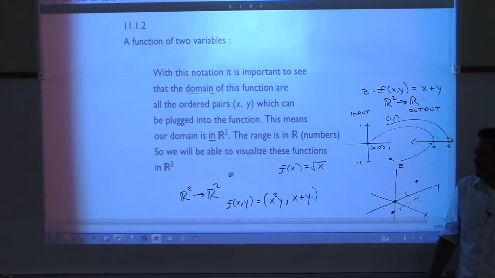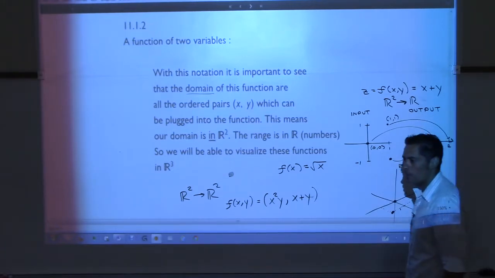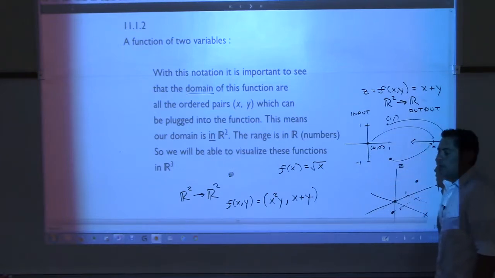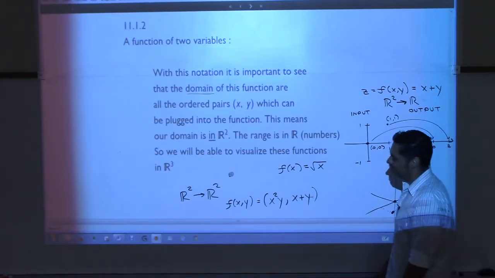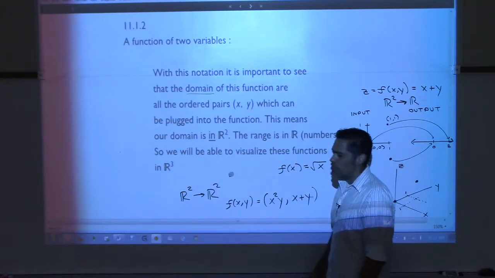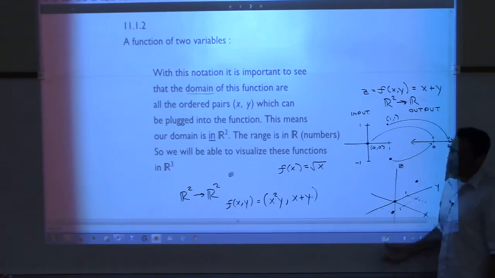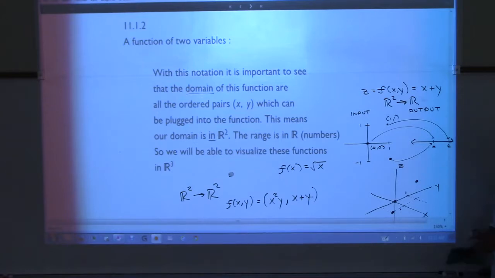Yes? Do these functions have parent functions? Like the square root of x is kind of like this basic function. Nah. I guess you could. But not like it was in algebra. It's not like, okay, you've got the root function, you've got the identity, it's not like that.